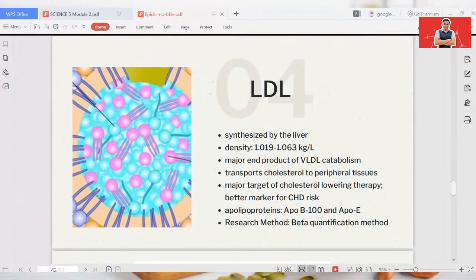So the apolipoproteins present sa LDL is ApoB100 and ApoE. So beta quantification, yan, is a method of lipoprotein measurement that uses ultracentrifugation to partially separate lipoprotein classes. This ultracentrifugation will be discussed more later. I-discuss din mamaya yung formula ng LDL, yung both Friedewald and DeLong's method. Okay, next.